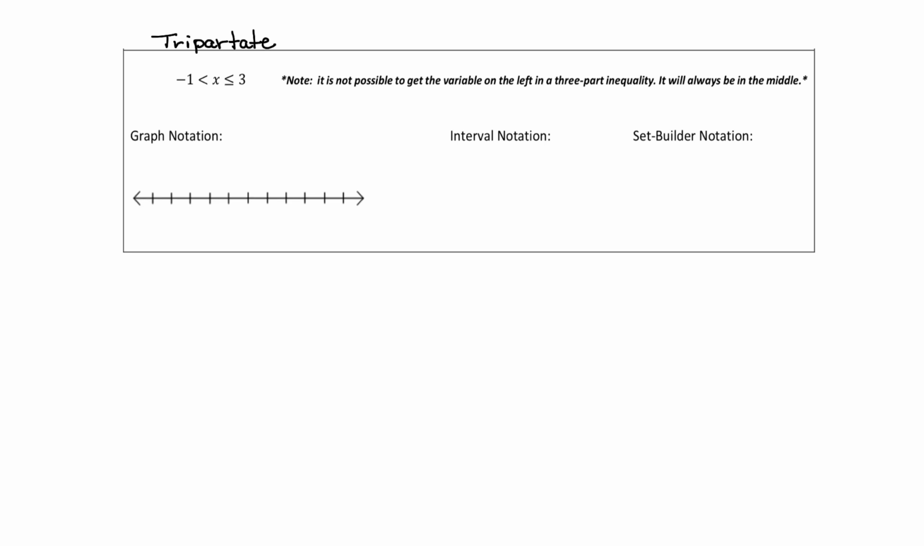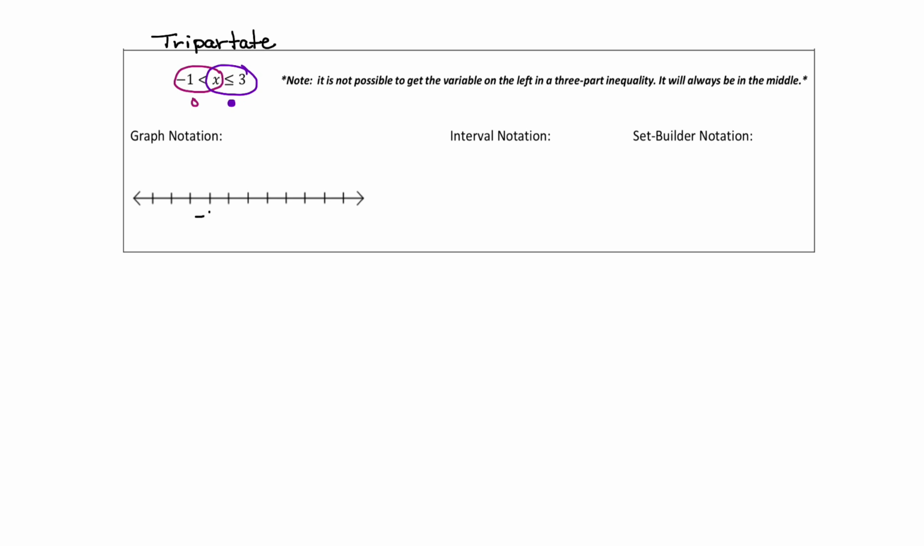Okay, so how do I write this one as graph notation? First of all, I look at this part. -1 is less than x. There is no equal to there, so it's going to be an open circle at -1. Then I look at this part. X is less than or equal to 3. So it does have an equal sign. That's going to be a solid dot. This one will be an open one. Okay? The pink dot's going to be at -1. That's where it goes.